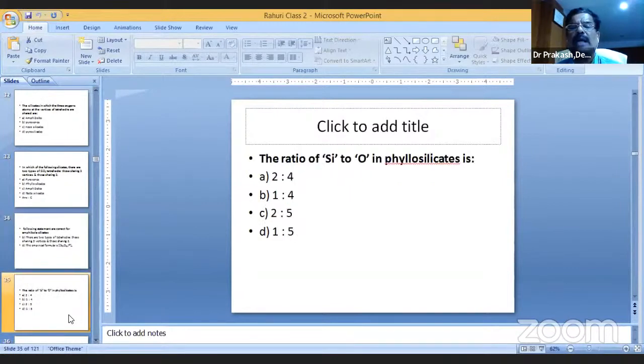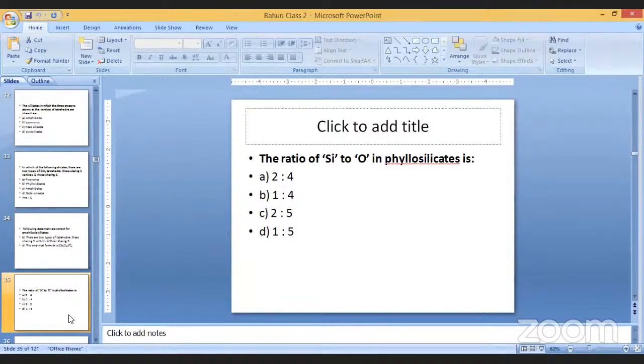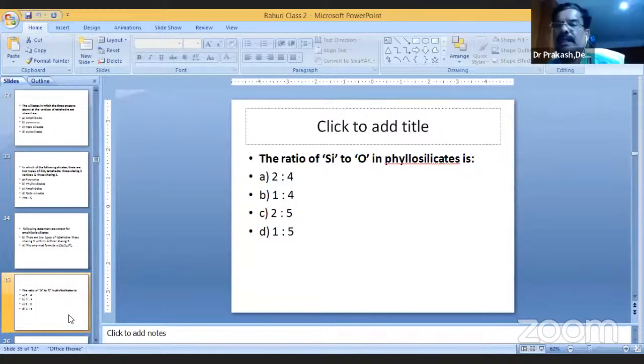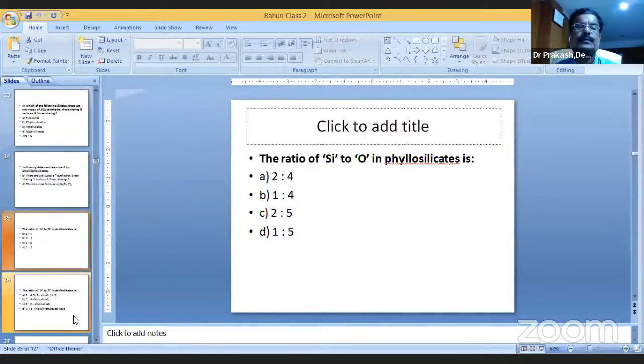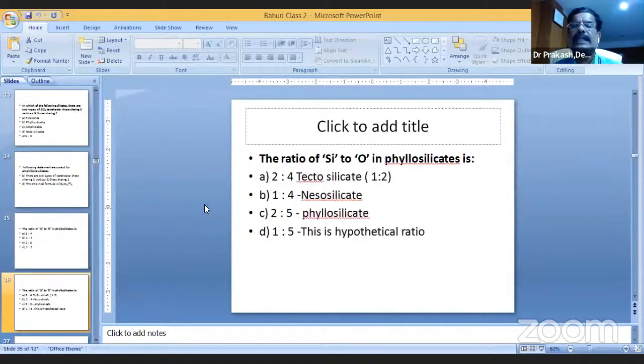The ratio of silica to oxygen in phyllosilicates is? Yes, please. C. Yes, C is correct. Ritik Kumar, yes, it is 2:5. Here 2:4 is tectosilicates, because when you simplify it, it becomes 1:2. Remember this, right? So 1:4 is nesosilicates, 2:5 is phyllosilicates, and 1:5 is a hypothetical ratio that has been given in this option.